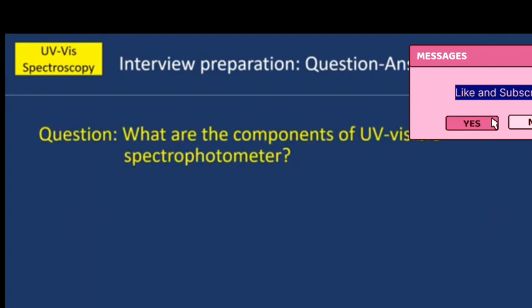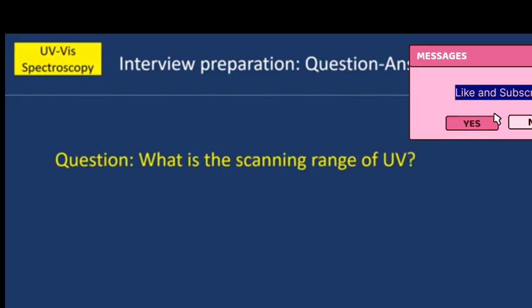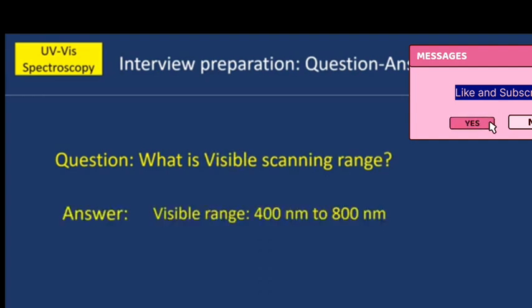Next question. What are the components of UV visible spectrophotometer? There are 5 components of UV visible spectrophotometer: light source, monochromator, sample holder, detector, and recorder. What is the scanning range of UV? The scanning range of UV is 200 nanometer to 400 nanometer. What is visible scanning range? The visible scanning range is 400 nanometer to 800 nanometer.